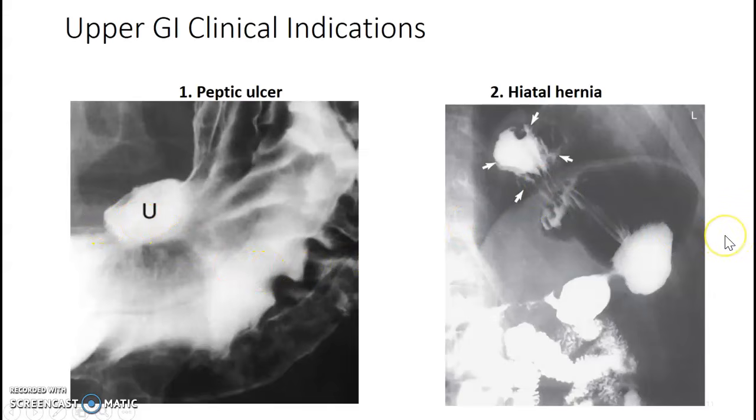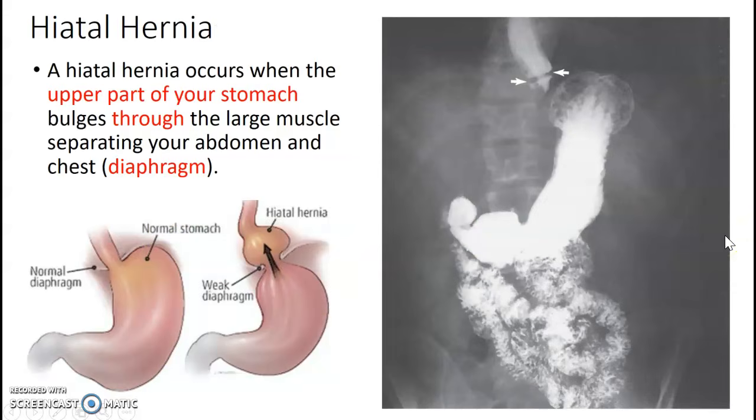Hiatal hernia, and the hiatal hernia is when the upper part of your stomach bulges through the large muscle that's separating your abdomen and chest. That's called your diaphragm, right? And it's usually because that muscle is a little bit weakened. And you can visualize a hiatal hernia here where these 2 arrows are and this line is here. Because the diaphragm is actually still kind of pinching in, but it's being pushed up through.